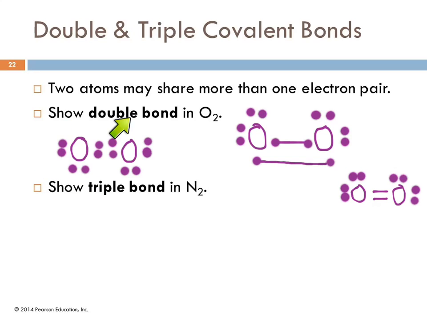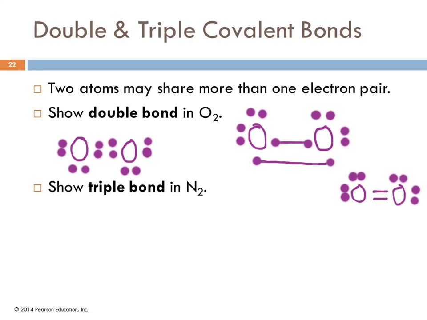How many lone pairs are in the structure? 4. This oxygen has 2 lone pairs. This oxygen has 2 lone pairs. How many bonding pairs? 2.